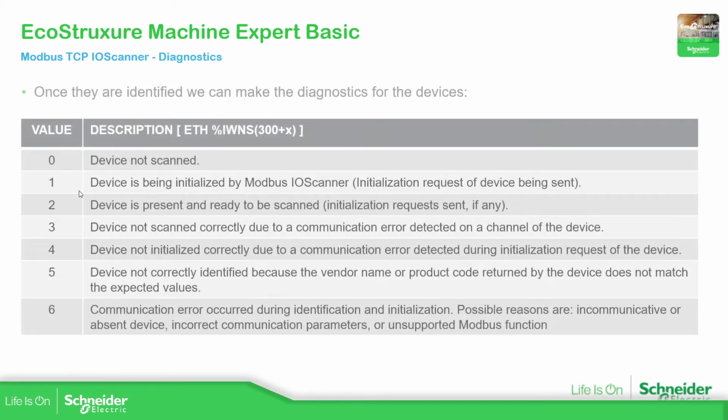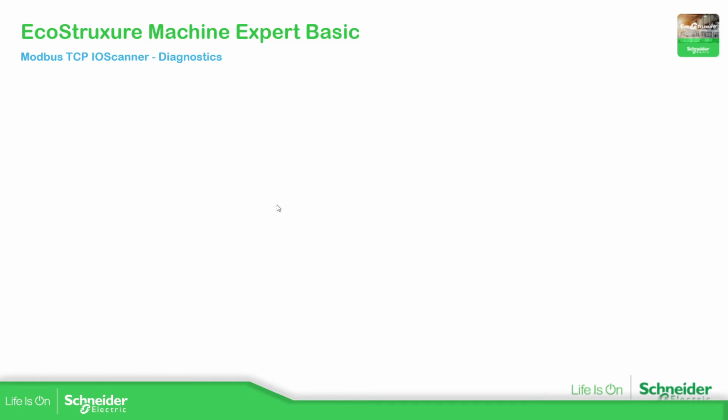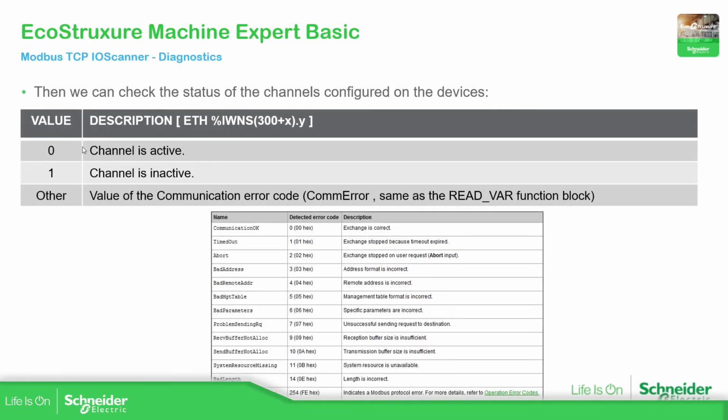Now let's continue with this. In order to check the devices, the status should be the number 2. The device is present and ready to be scanned. So if the device, the IWN 300 or 30X, is in number 2, everything is all right. Then for the channels, if the value is 0, everything is all right. Otherwise, you should check the communication errors list to see what's going on.